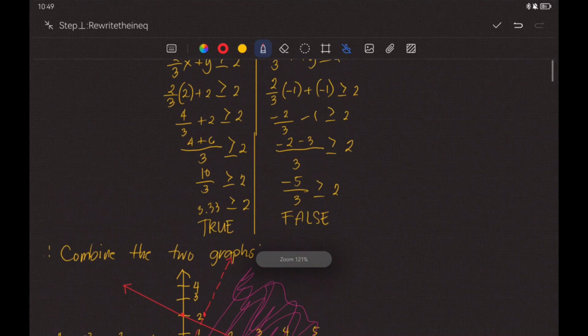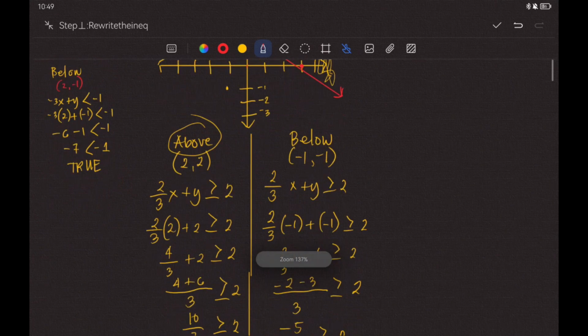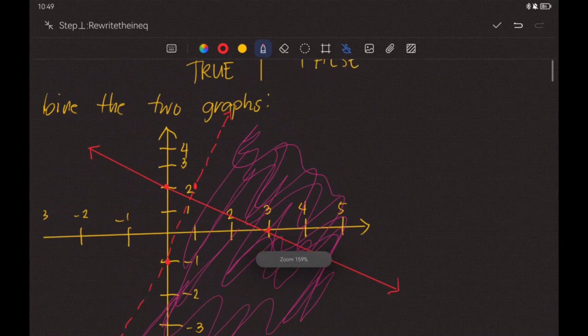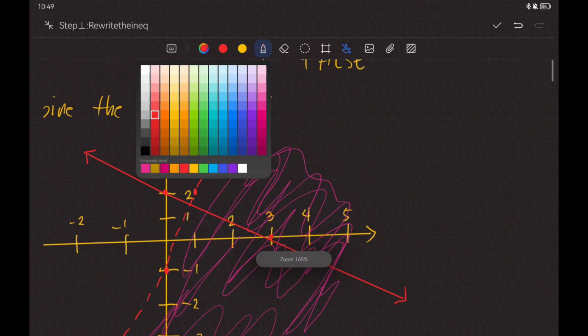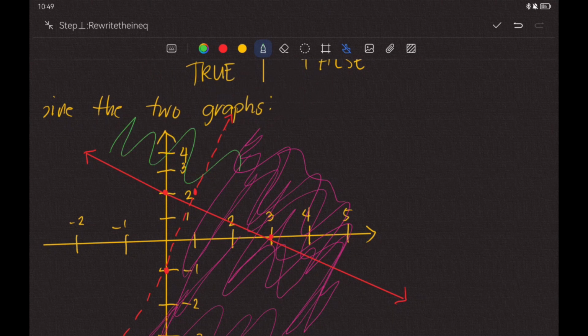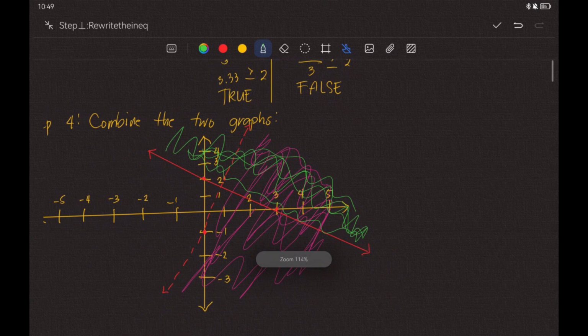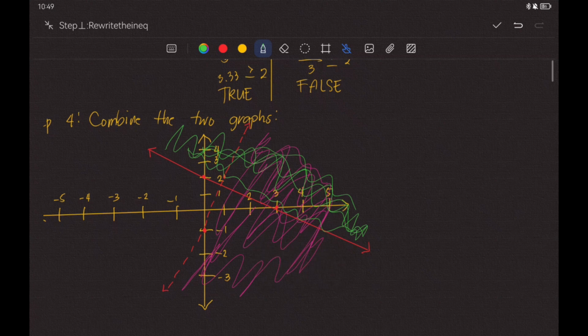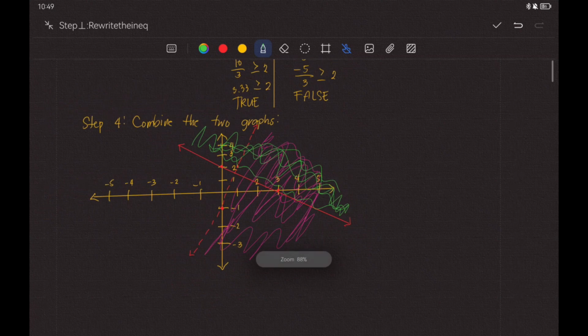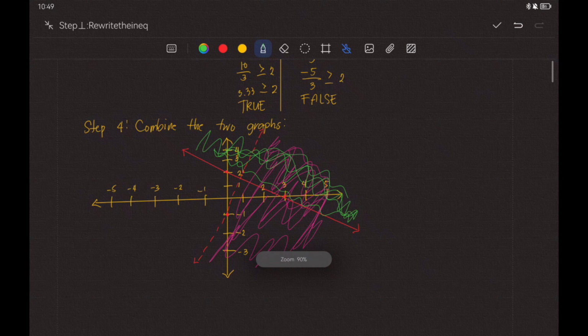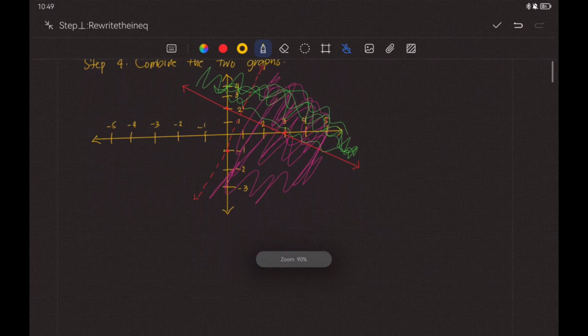The shaded region for the second graph is the above. So this part here. Okay. Now since you have the graph, let's proceed to step number 5.